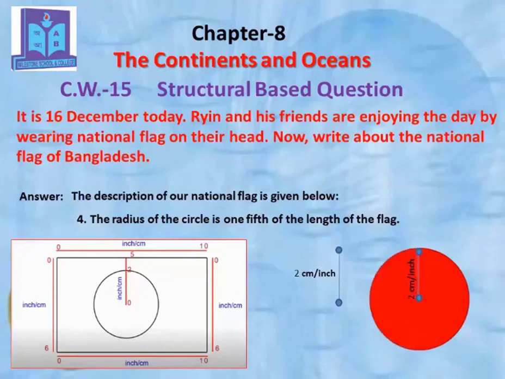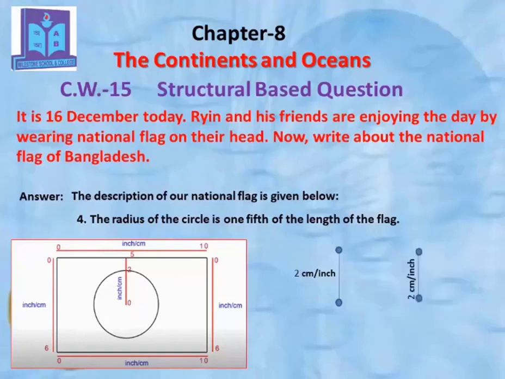Look, from the center to the surface of a circle, that is called radius. So how will we draw the picture? We will take 1/5 of the length.